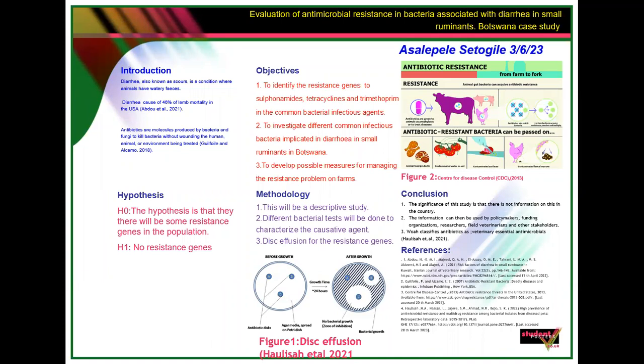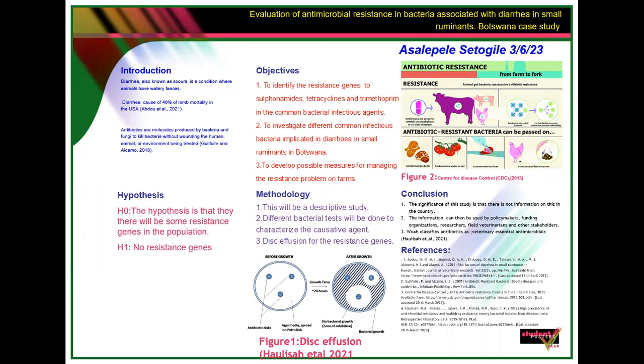My research is on the evaluation of antimicrobial resistance in bacteria associated with diarrhea in small ruminants, a Botswana case study. Diarrhea is commonly known as scour and is when animals have watery feces. According to Abdul Irwan 2021, it is estimated to cause about 46% of lamb mortality in the US, showing you how very common this is.